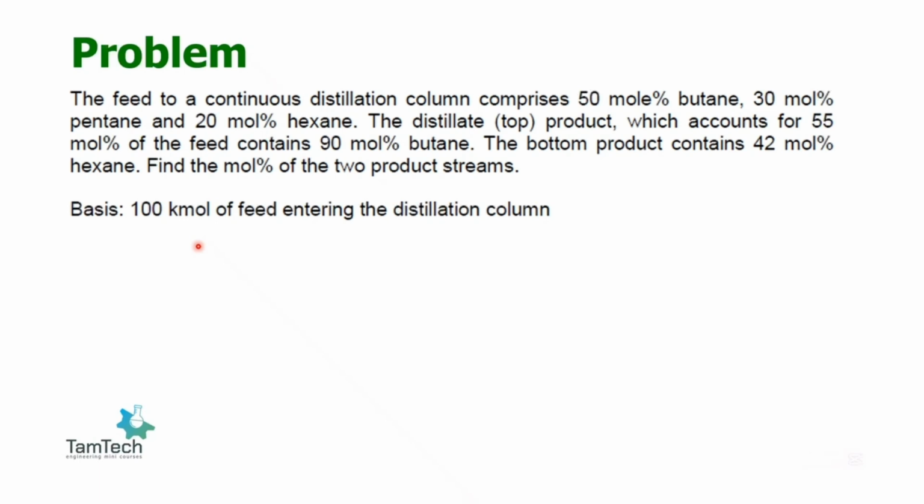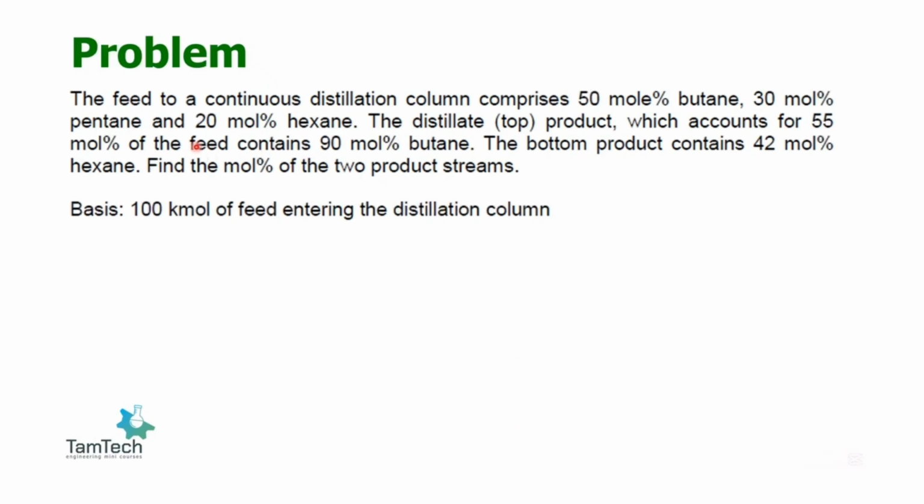And the third step is to label the processing unit and all streams, fit all data into this diagram, and write down all material balance equations in order to find unknown variables. After finding all unknown variables, we need to put them in a table to see what's known, what's left, etc. Before proceeding to the solution, I recommend you stop the video here and solve the problem yourself, and then continue to watch to see if you solved it correctly or not.